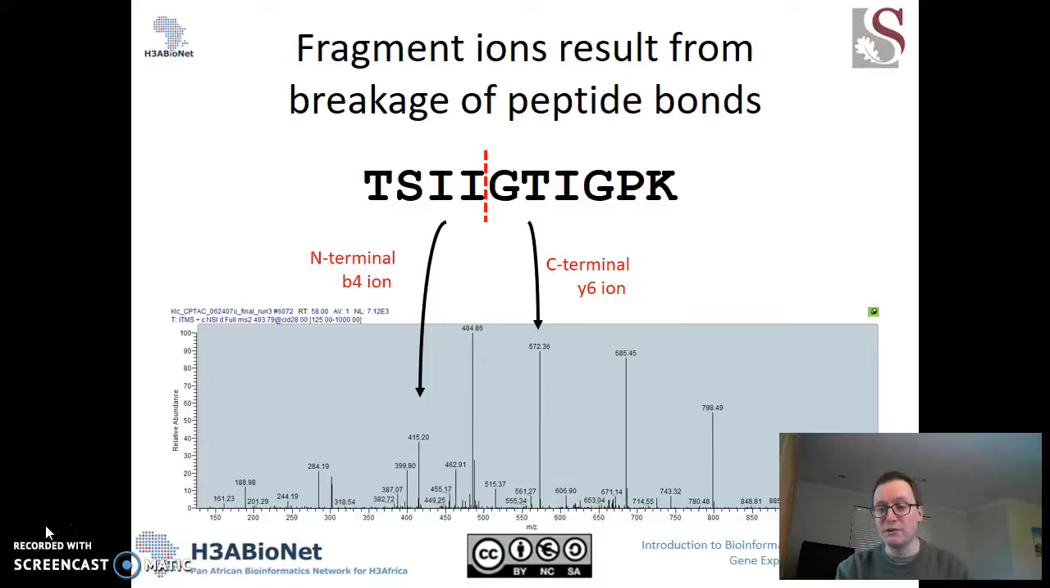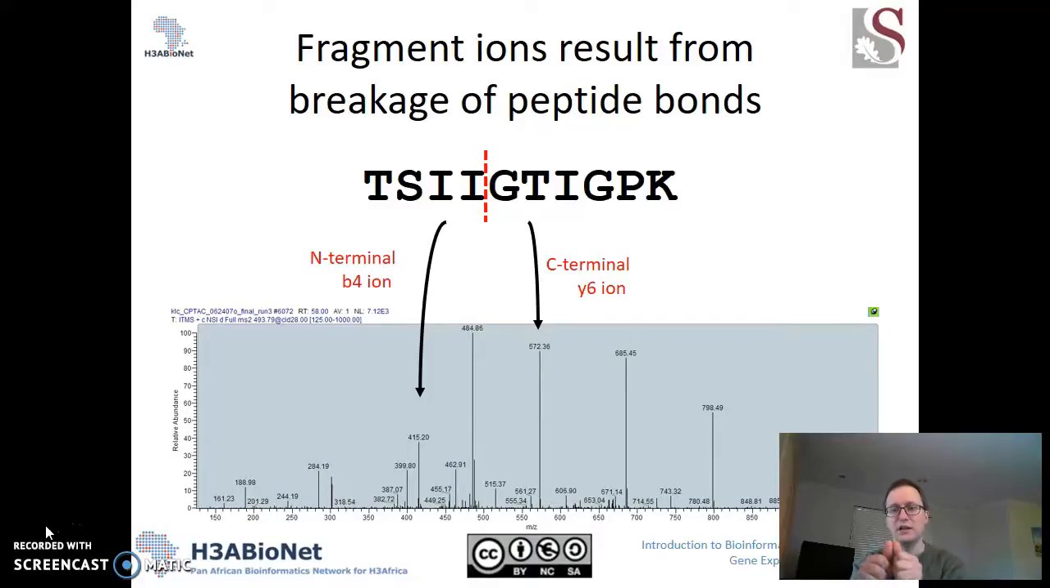The 415.2 ion represents the first 4 amino acids, the sum of their masses plus the number of ionizing protons. And the Y6 ion represents the last 6 amino acids, thus is heavier than the B4 ion. Plus we add water to get the mass of the Y ion.